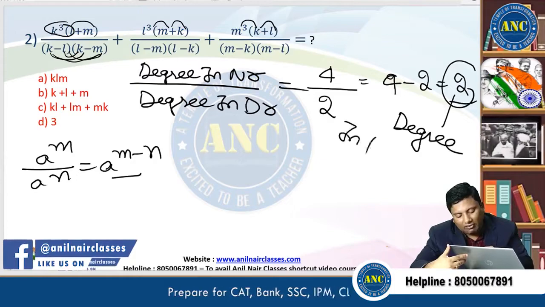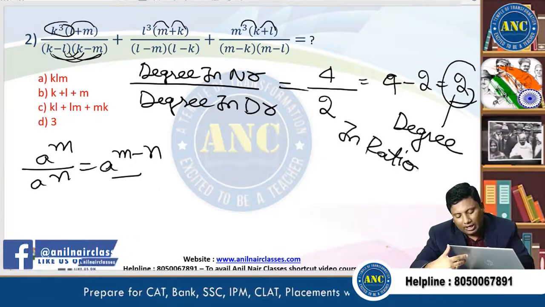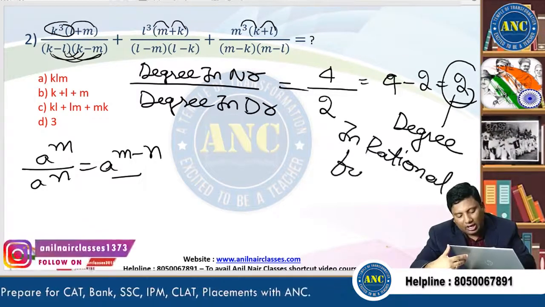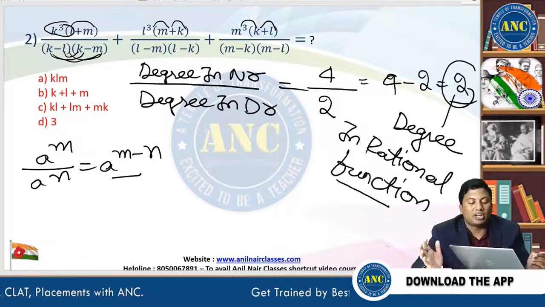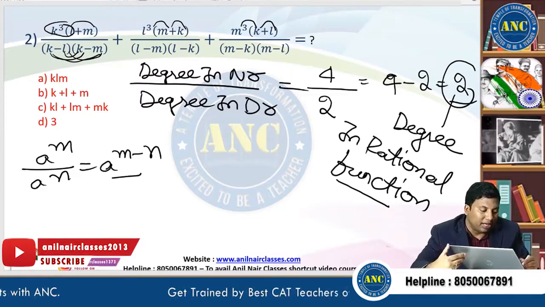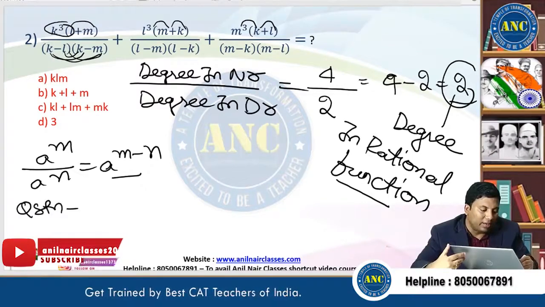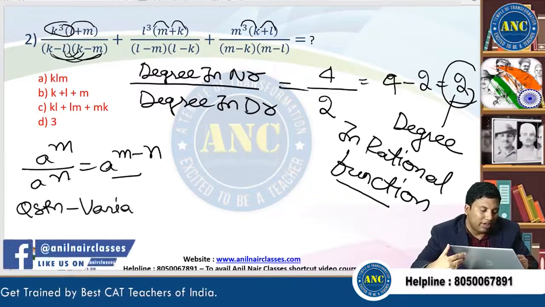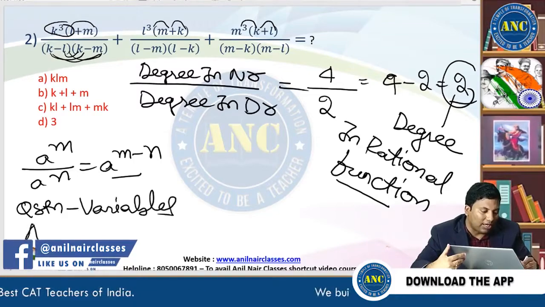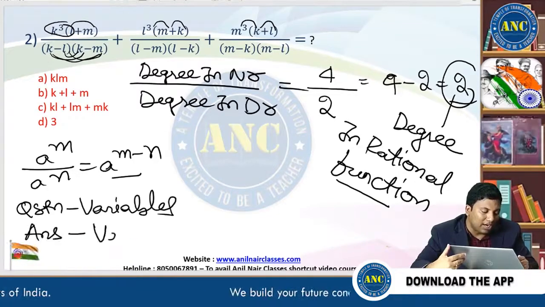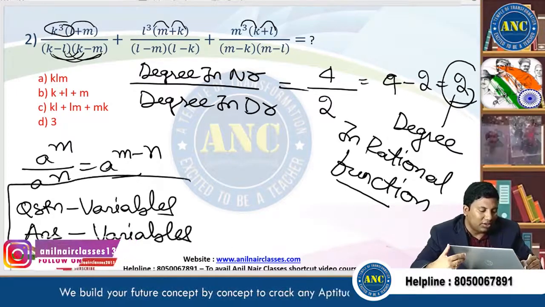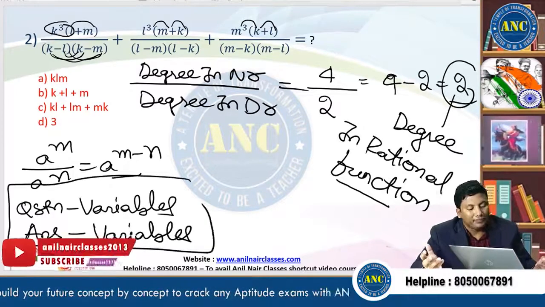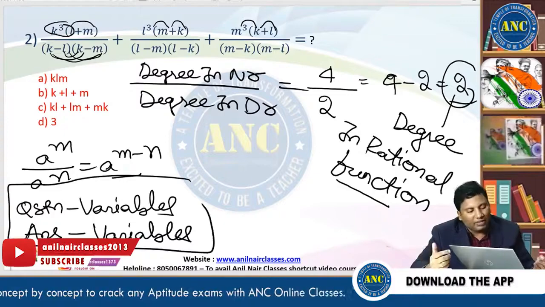Degree in the rational function: in the question it is 2, and in the answer also it is 2. Again I am telling you, the question contains variables and the answer also contains variables. If the question contains variables and the answer contains variables, start using this rule. So the degree in the rational function is 2.